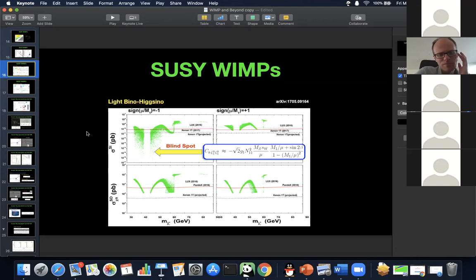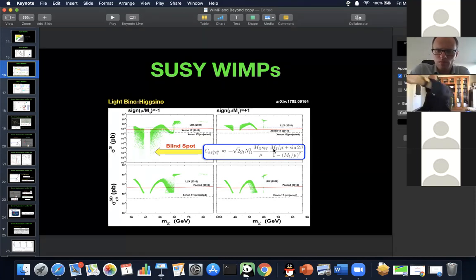If we calculate the spin-independent scattering cross sections, the mediator between the dark matter and the nucleus is the Higgs. So these couplings are proportional to this factor. If we tune the factor and the sign to cancel with the sine 2 beta, then these couplings will go to 0. So the spin-independent interaction cross section will go to 0. This corresponds to this part.